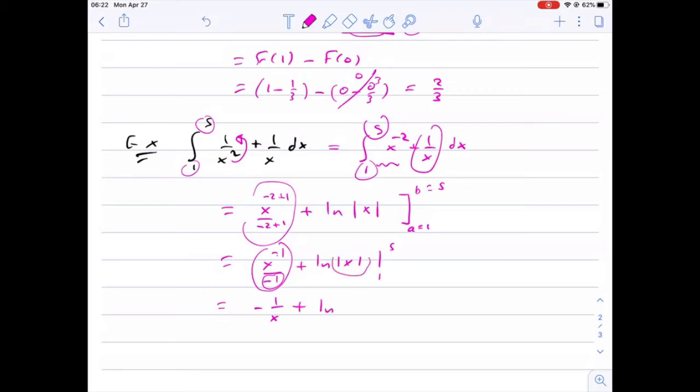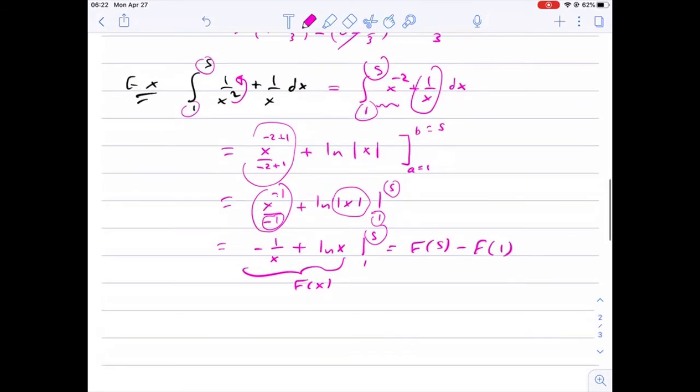Now we don't need absolute value of x because x is from 1 to 5. It's always positive, so we don't need the absolute value. So it's 1 to 5. Now we substitute the upper. This is f of x, capital F of x. So we substitute the upper limit minus substitution of the lower limit of the integral.